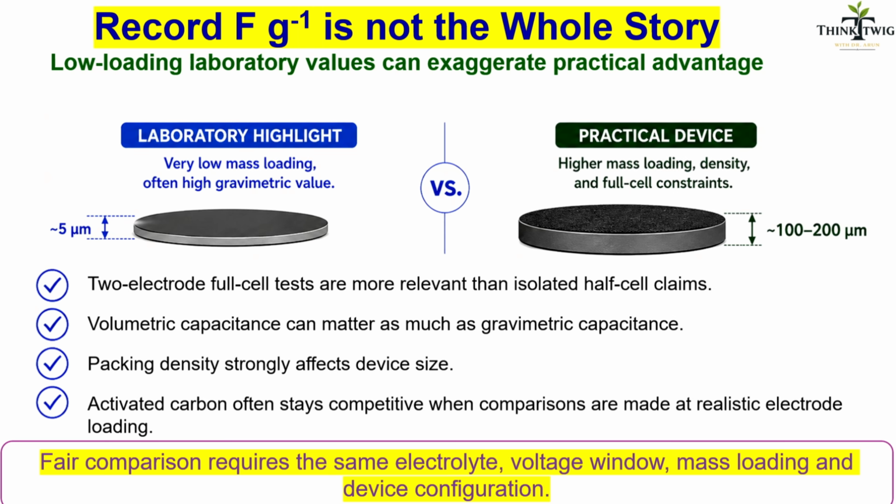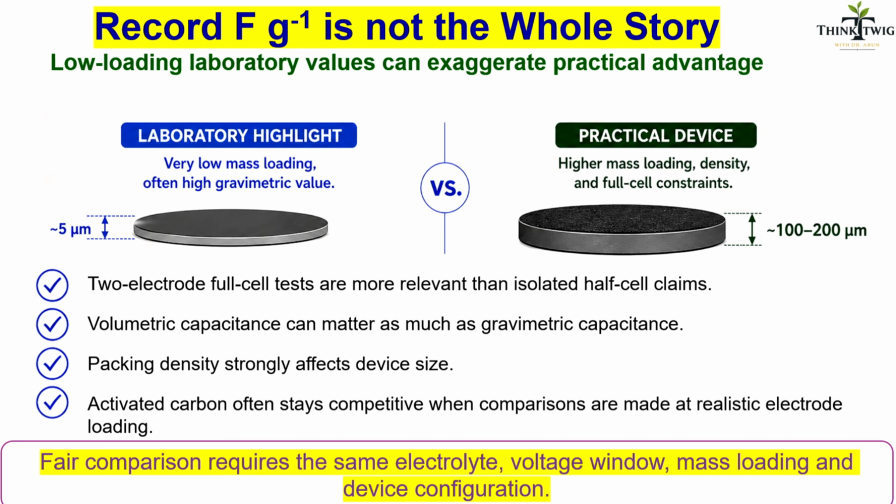And in the real device, volume matters. So electrode density can directly influence how compact the final supercapacitor can be. This is why activated carbon can remain competitive when testing becomes more realistic: at useful mass loading, in a two electrode cell, with practical electrode density, and under the same electrolyte and voltage conditions.